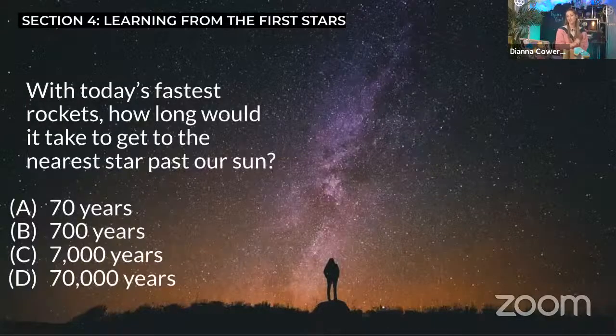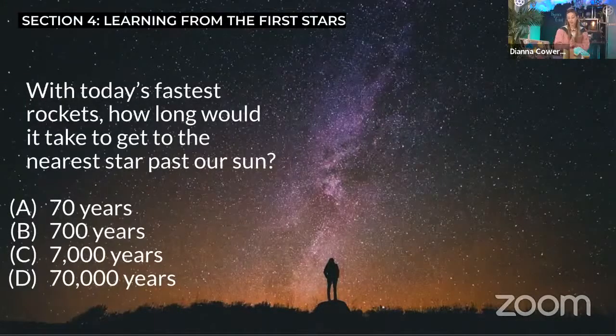And last question here on our speed round. Last question for you guys. With today's fastest rockets, how long would it take to get to the nearest star past our sun? So imagine you got in the fastest rocket that we have on Earth and traveled all the way to the nearest star, which is, I believe, Proxima Centauri. How long would it take us? Would it be A, 70 years, B, 700 years, C, 7,000 years, or D, 70,000 years? What do you guys think?